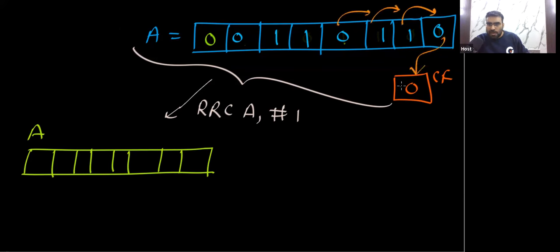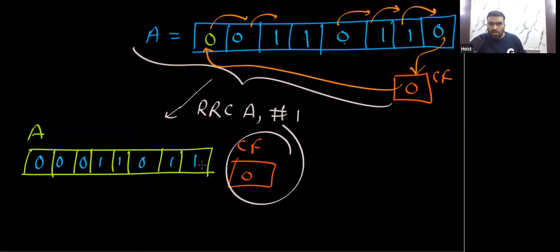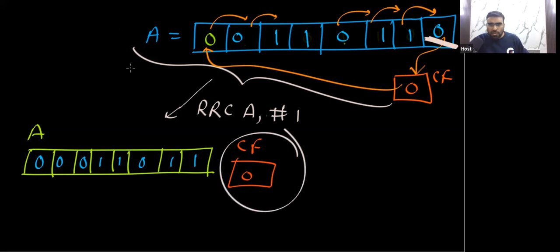This will go here, and this 0 will go here. Every bit will move to the right. So this is what will happen. You can see the next value will be 0, 0, 0, 1, 1, 0, 1, 1. Correct. And the new carry flag will become 0. Tell me why this new carry flag has become 0? Because you can see this LSB was 0. Yes or no? Because this LSB is 0, the carry flag has become 0.